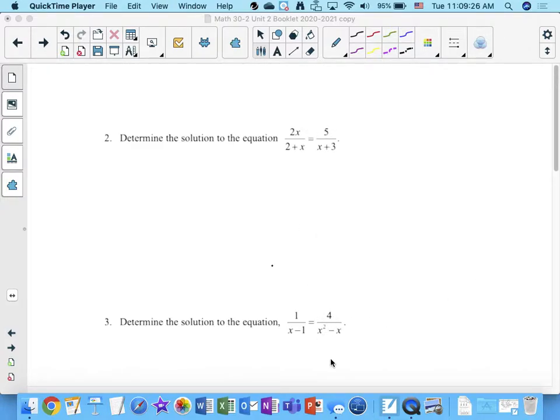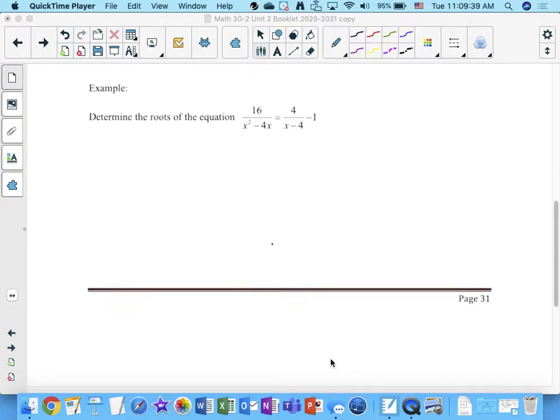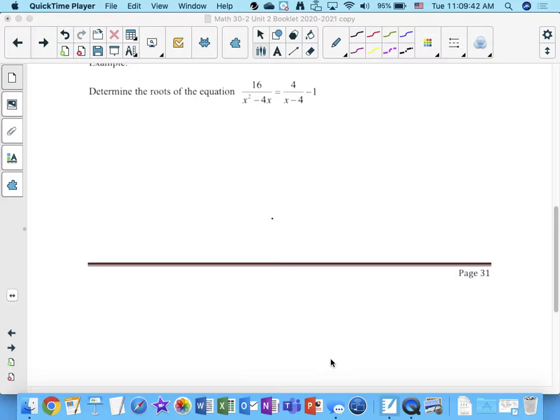All of the ones that we looked at, you kind of had a rational expression equal to a rational expression. Rational expression equal to a rational expression. They all looked like that. It was like fraction equals fraction. Today, we're going to look at equations where you have more than one term on at least one side of the equation.